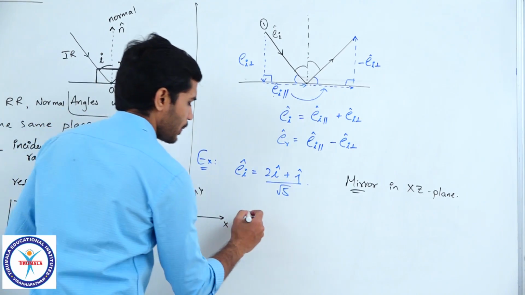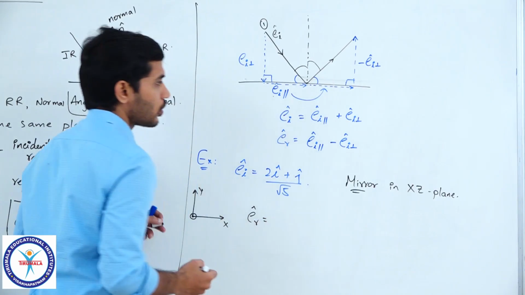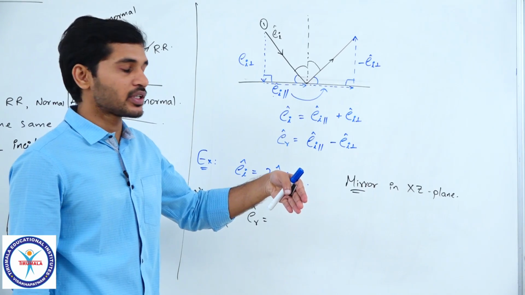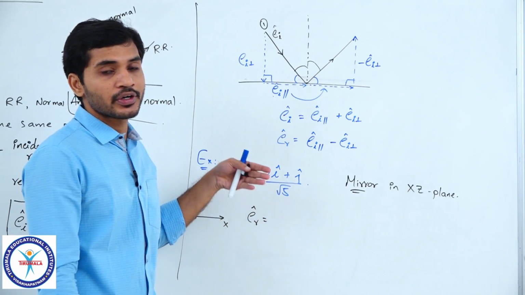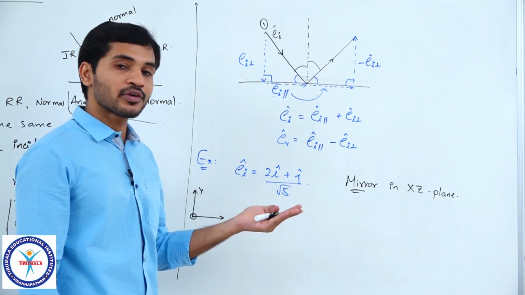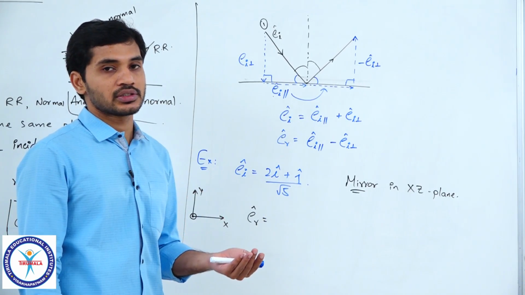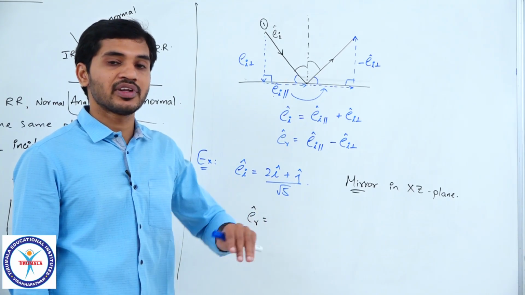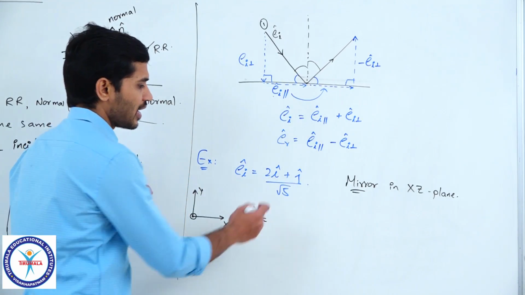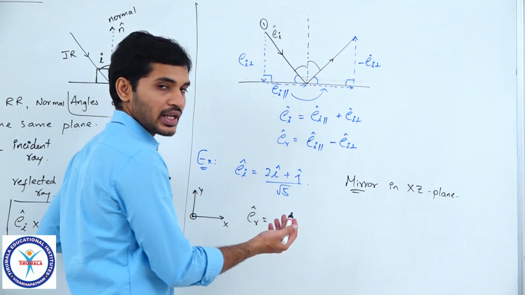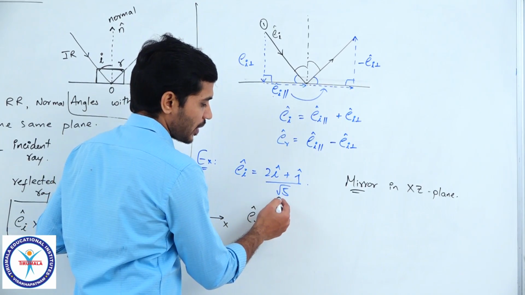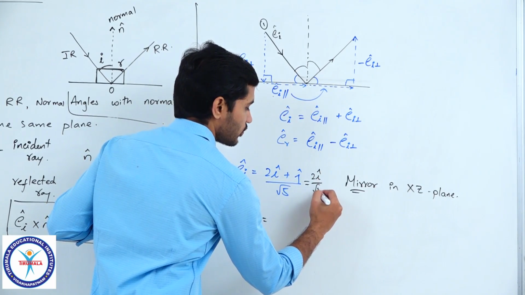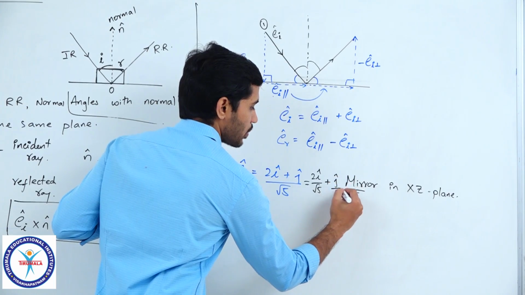What is r cap? Now, according to the idea which we discussed just now, whenever any light ray strikes a mirror, the component of that vector in the plane of the mirror is not going to change. The only component which is perpendicular to the mirror, along the normal to the mirror, will get reversed. So, keeping that in mind, when you look at 2i cap by root 5, I can understand this as 2i cap by root 5 plus j cap by root 5.